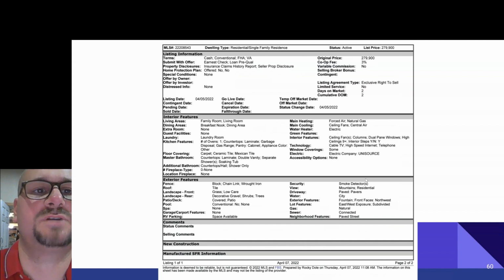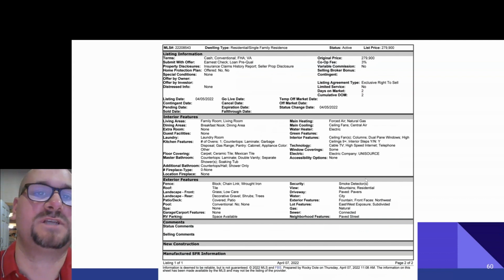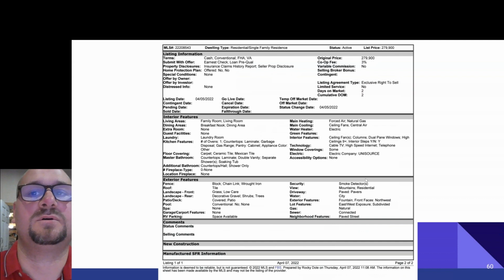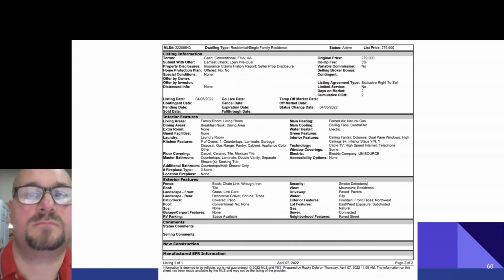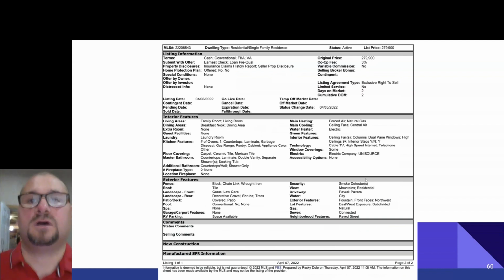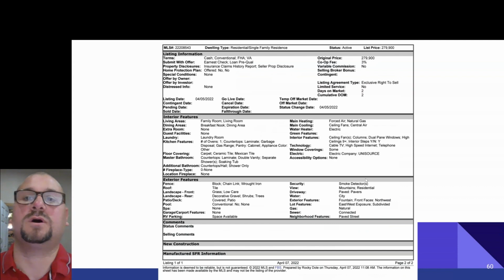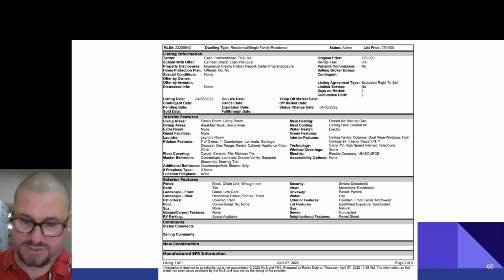Second page, we'll talk about the listing information, the terms. What kind of loan are you going to be getting on it? Is it a cash, conventional, FHA, VA? What types of loans is your listing able to accept? What are your terms? The co-op fee, that's actually removed a while back. You'll have your interior features, your exterior features, and your comments.